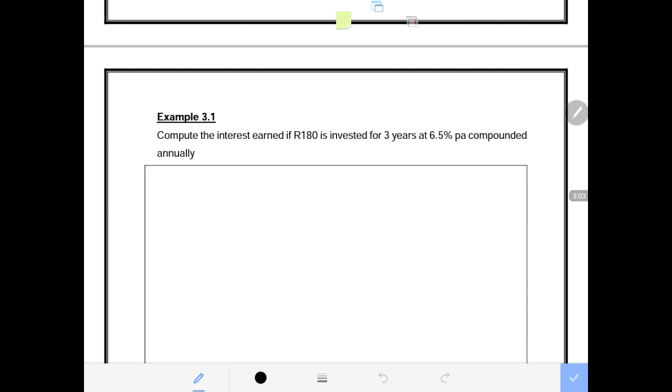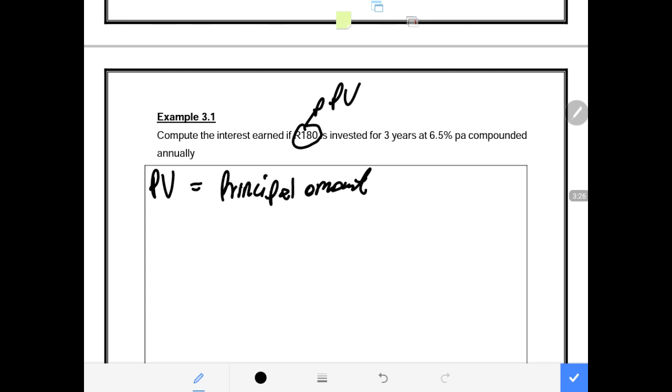Now, in your Sharp calculator there on top, there are functions. And the first function or button says PV. And we know that the present value is the principal amount. It is the principal amount that we have invested. Meaning in this case, the 180 Rand will be indicated as the present value. And remember, principal amount is the original amount. So this is the original amount.